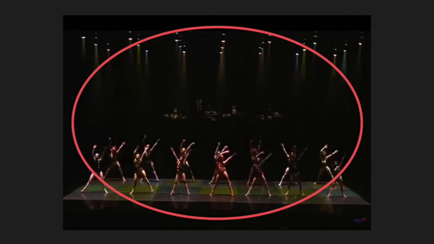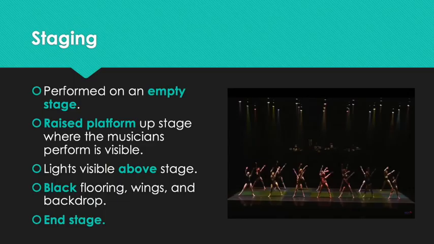We are going to start by looking at the staging of section 1. Using the image, I want you to label and describe the set, staging and performance space. Remember to think about the type, the location, the colours, the shape and the backdrop of the performance space. You have 3 minutes.